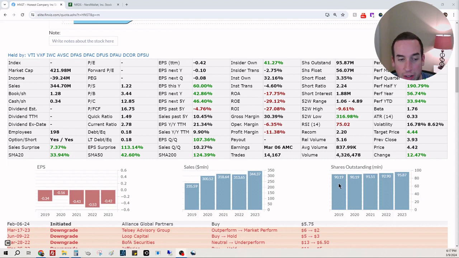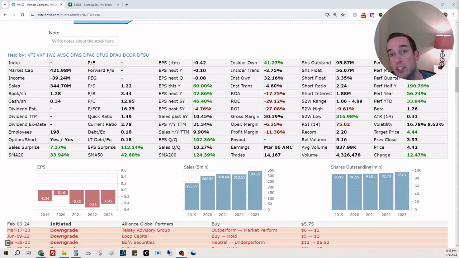Shares outstanding, it looks like some dilution. They did have 90 million shares available in 2019. 2023, they had 95 million, so it's about a 5 million share increase into the pool. EPS, mixed messages here. It looks like it's basically flat negative. They are not profitable, but they have great gross margins.